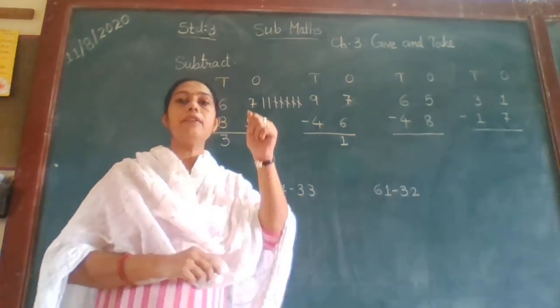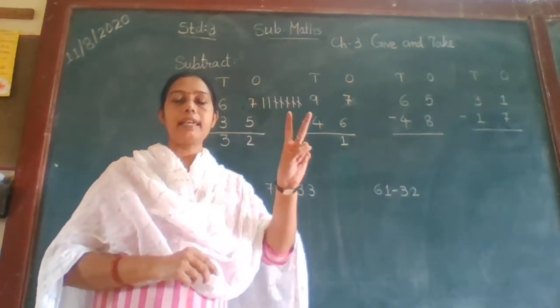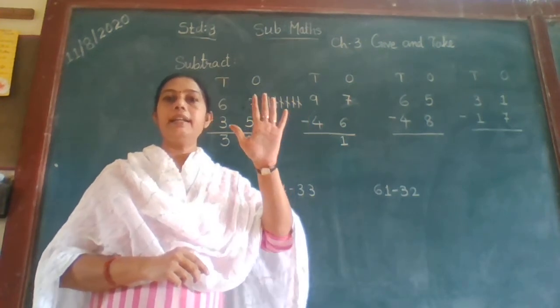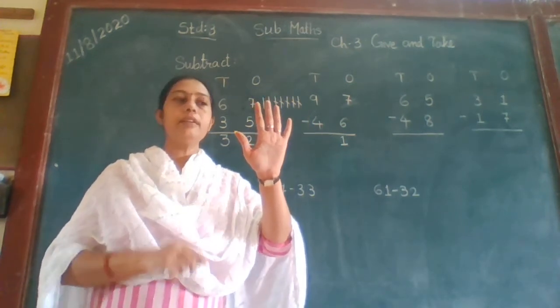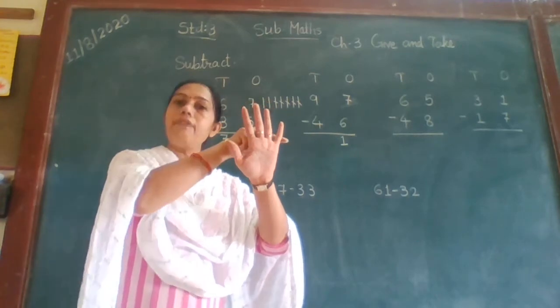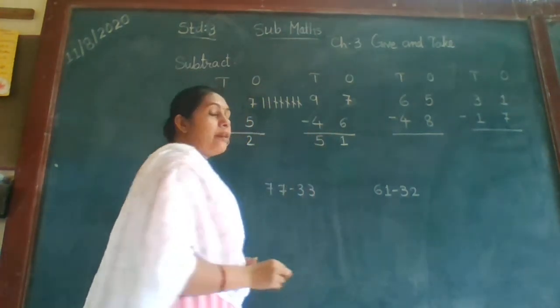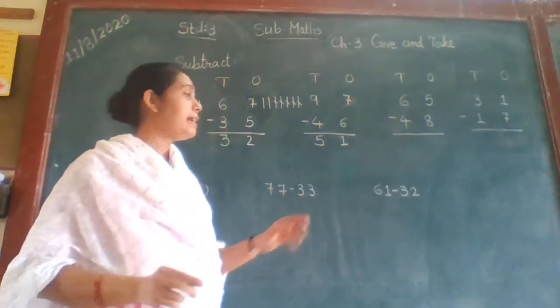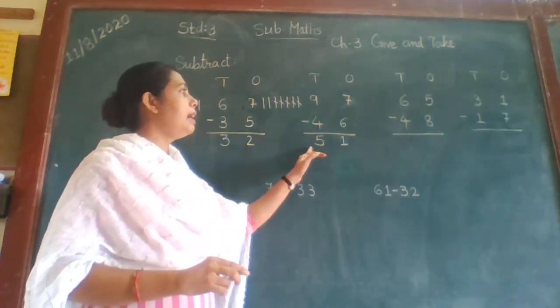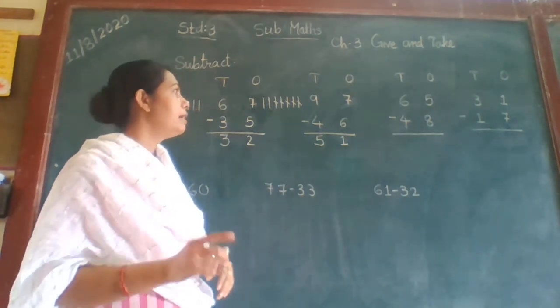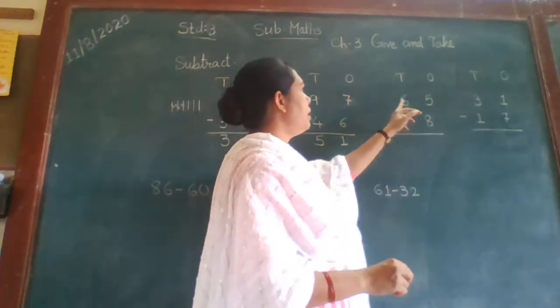After 4, 5, 6, 7, 8, 9. How many fingers did you get? 1, 2, 3, 4 and 5 fingers. So that 5 you have to write here. Now we do not have to draw the lines directly. With the help of fingers you have to subtract the numbers. Now see the second example.